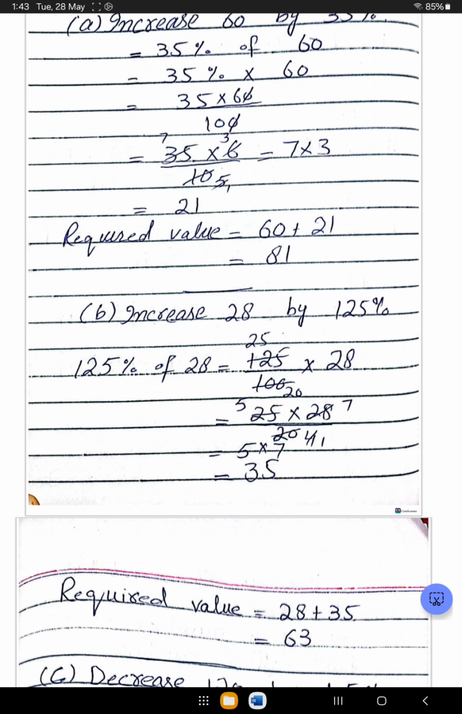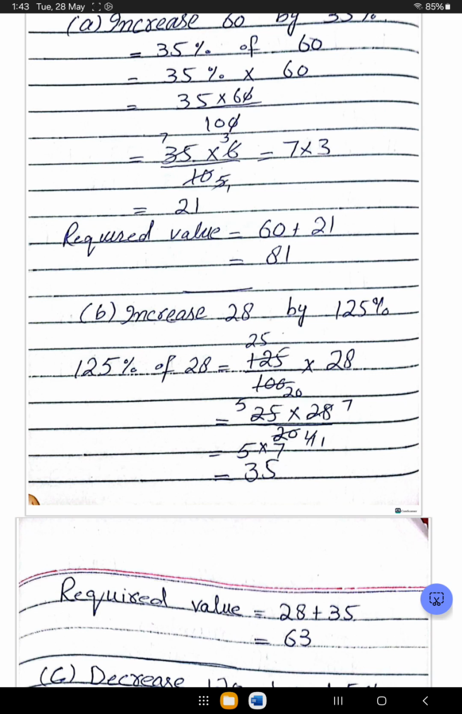28 by 125%. Same formula, 125% of 28. When we say "of" we mean multiply, and when we remove the sign of percentage, we divide by 100. 125 divided by 100 times 28. Cut from the table of 5. 5 times 20 is 100 and 5 times 25 is 125.